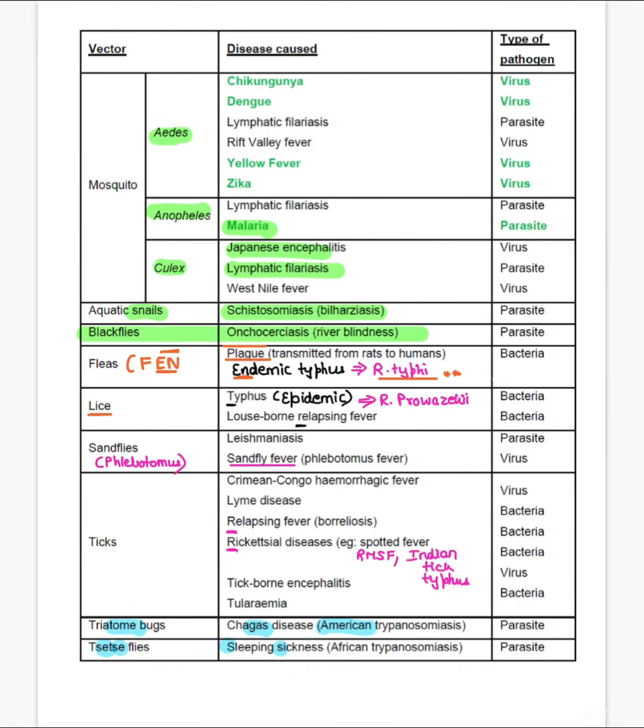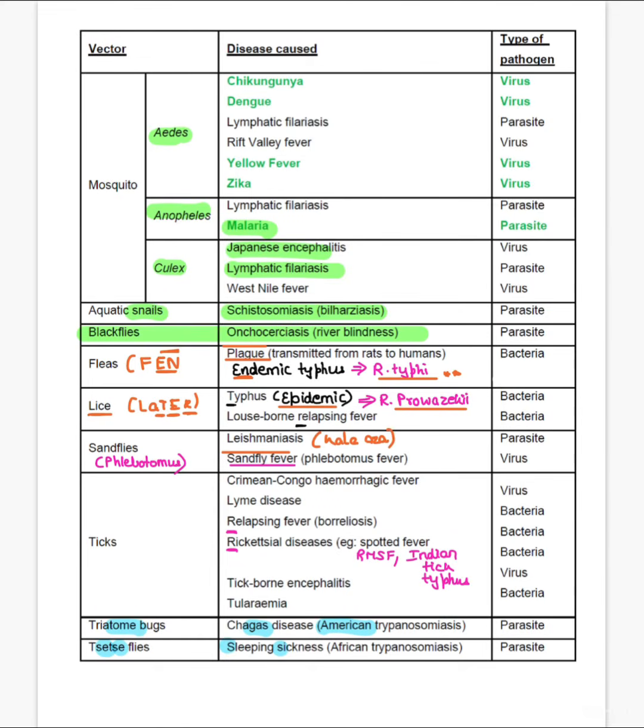Then lice, guys. Remember LATER: T for trench fever, E for epidemic typhus, and R for relapsing fever. Epidemic typhus is caused by Rickettsia prowazekii. Now coming on to sandfly, guys. This causes sandfly fever, phlebotomus fever. Again important. And Kala-Azar, leishmaniasis.